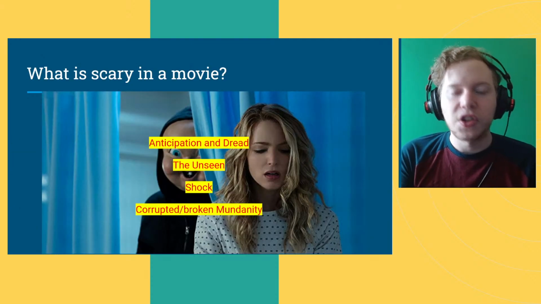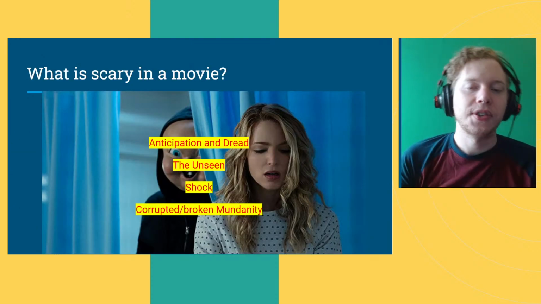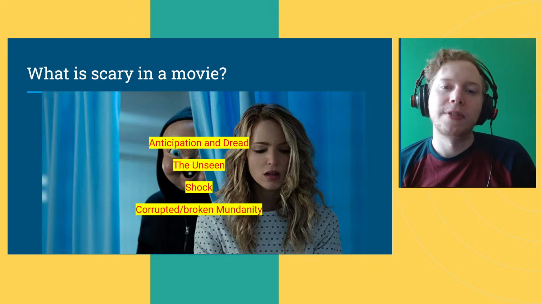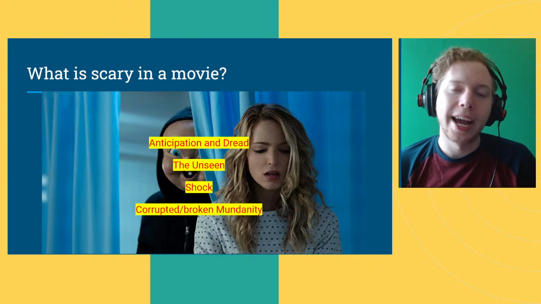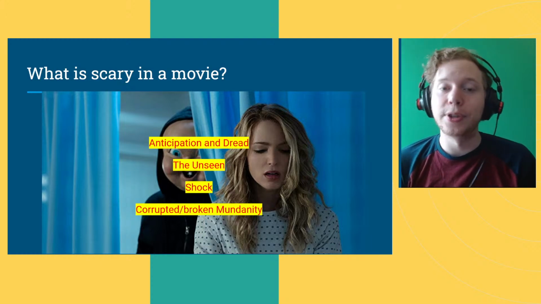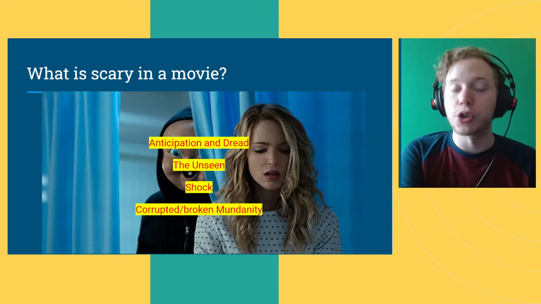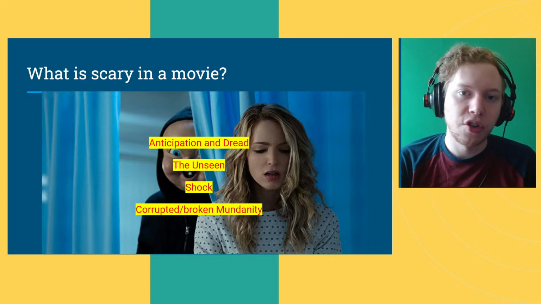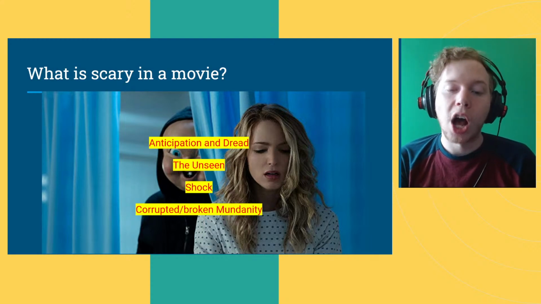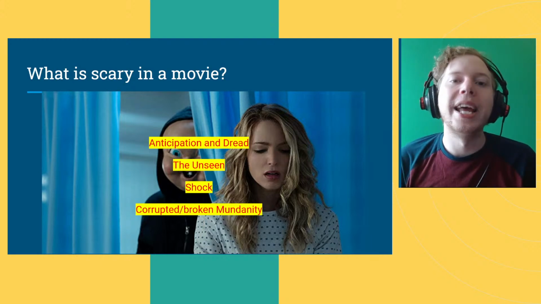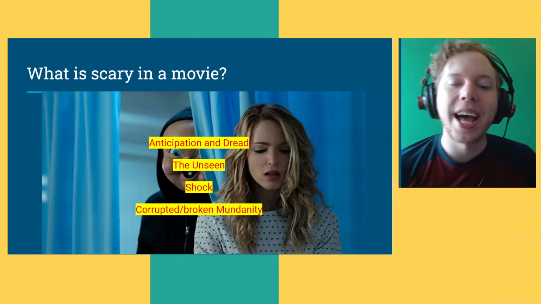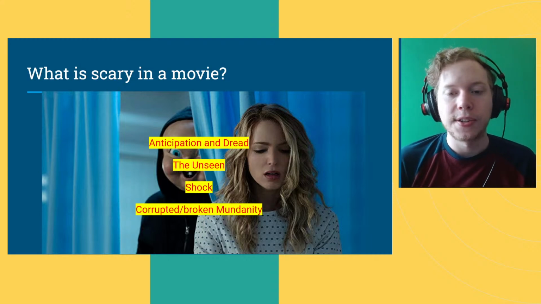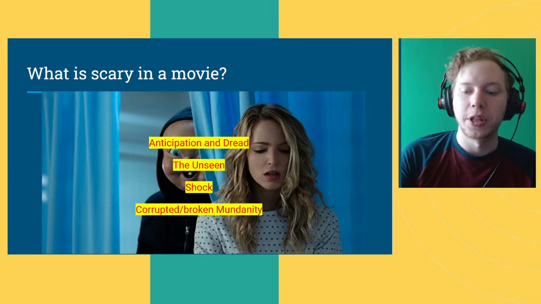All right, so what's scary in a movie? Different things are scary in different contexts. There's some stuff that's scary when somebody tells it to you, some stuff that's scary when you read about it, and some stuff that is scary when you see it visually with images and sound and actors actually doing it. So there's a couple main things. We have anticipation and dread, the unseen, shock, which is essentially the culmination of the dread, right? And then the last thing is going to be corrupted and broken mundanity, which I'll get to in a few slides and explain fully what this means.